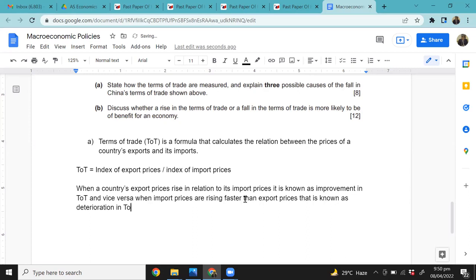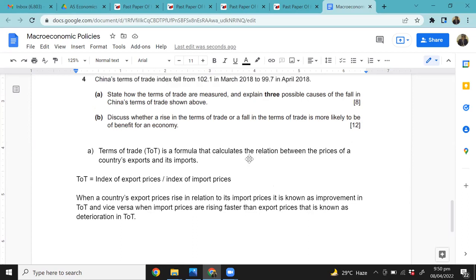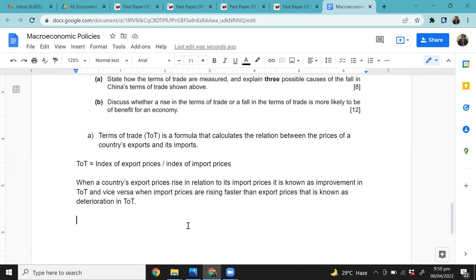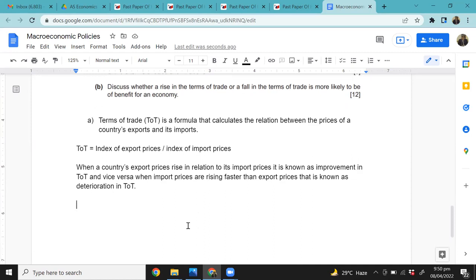TOT. Easy. So now you have defined what terms of trade is, you have written the formula, and you've also mentioned the wording, like what is improvement, what is deterioration. Now the question was saying that there has been a deterioration. Now, please have a look at this. When the TOT value goes up, that's improvement. And when the value goes down, that is deterioration.